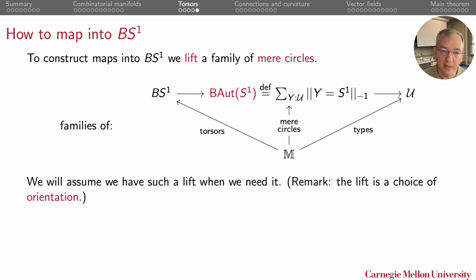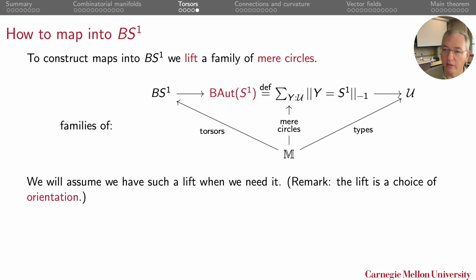So how are we going to map into the type of circle torsors, S1 torsors? One way to construct it is to think about lifting a family of mere circles, because we have a sequence like this where BS1 maps to B_S1, which is a connected component of the universe. So B_S1 is a hopefully standard notation for the connected component of types merely equal to that one. So the pairs of Y, a type, and a proof of inhabitation that Y is equivalent to the circle. Those we can call mere circles, B_S1.